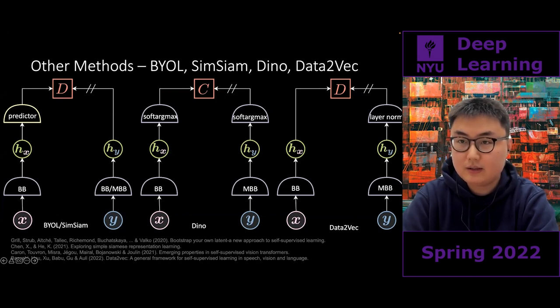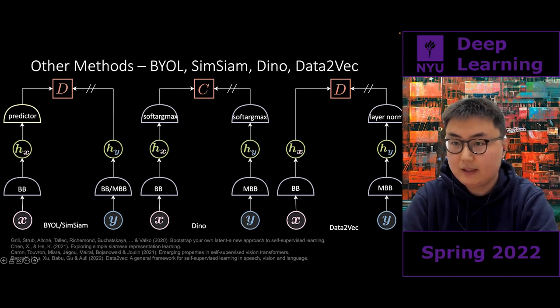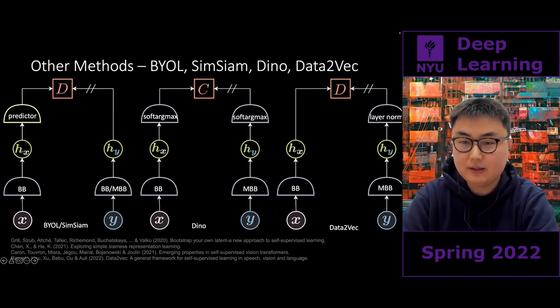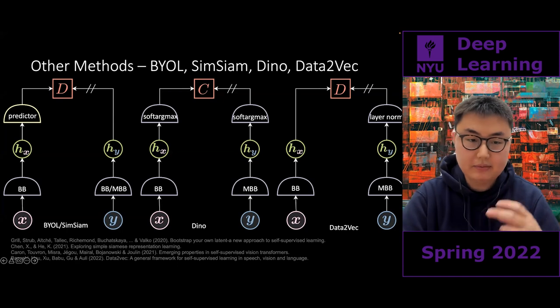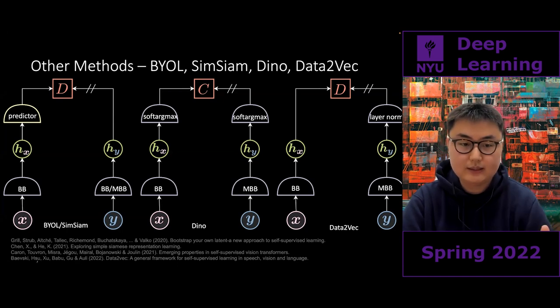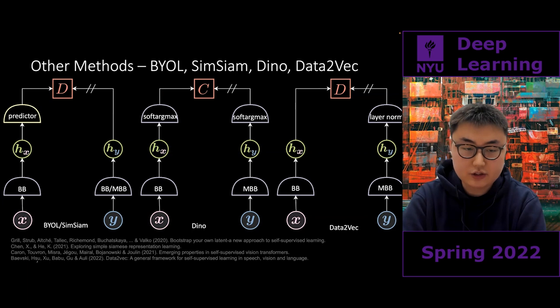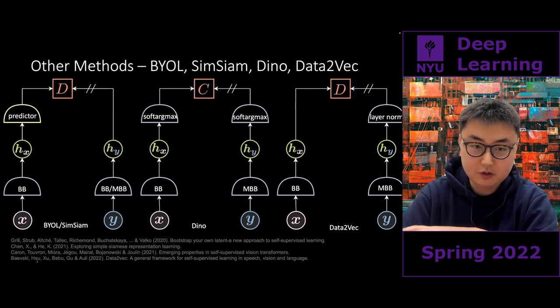The last one is a really recent paper called Data2vec. It actually just adds a layer norm at the end of this representation and it works. For all these methods, why it works, we are not quite sure. But it's interesting because it means there's probably some implicit regularization happening in those networks to prevent them from converging to this trivial solution.